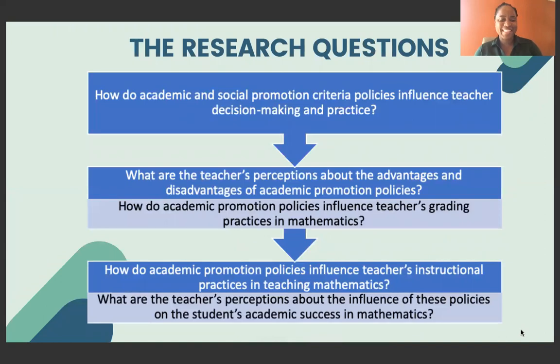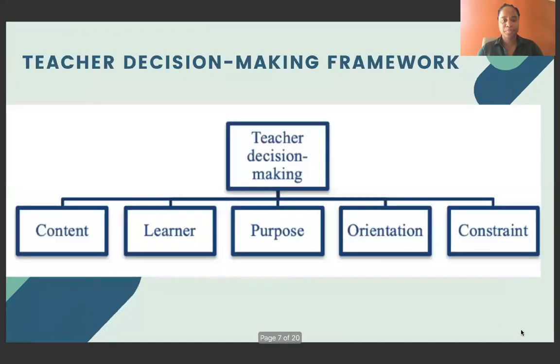So my central question is asking, how do academic and social promotion criteria policies influence teacher decision making and practice? Some of my sub-questions included, what are the teachers' perceptions about advantages and disadvantages of academic promotion policies? How do academic promotion policies influence teachers' grading practices in mathematics? How do academic promotion policies influence teachers' instructional practices in teaching mathematics? And what are teachers' perceptions about the influence of these policies on the students' academic success in mathematics?